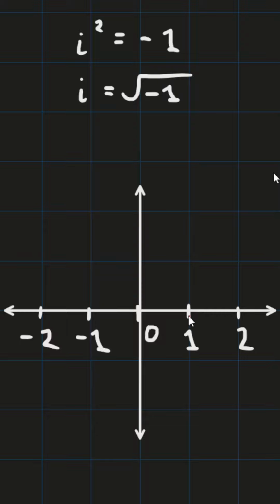So if multiplying by i is a rotation of 90 degrees, that means i should go up here, and 2i should go up here, and minus i should go down here.